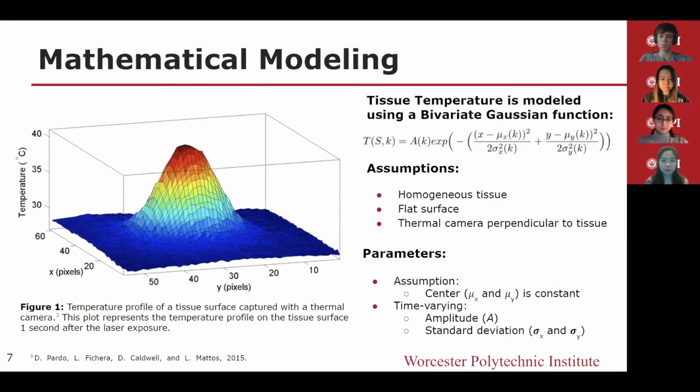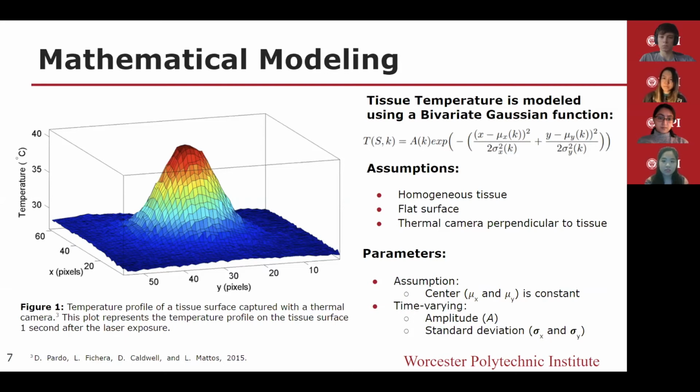To validate the approach we discussed earlier, our initial step is to build a mathematical model. We hypothesize that various tissue types have different properties and thermal responses, so we can predict the tissue type by plugging the temperature data into a mathematical model and studying the tissue properties. Figure 1 displays a temperature profile of a tissue surface a second after a laser exposure. We can see that it follows the shape of a Gaussian function. This is one of the reasons why we decided to build a Gaussian model.